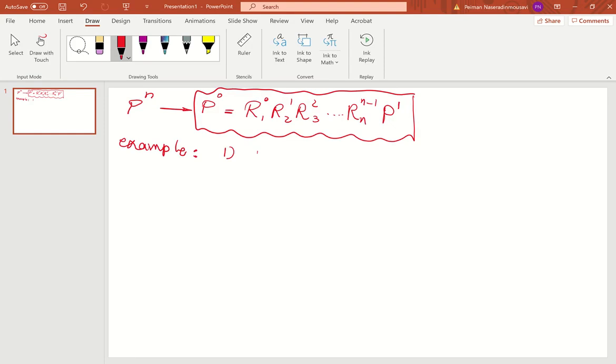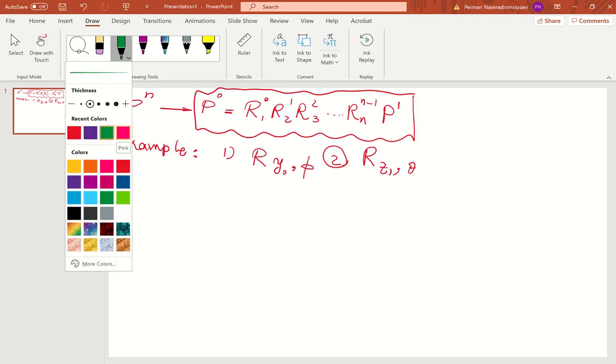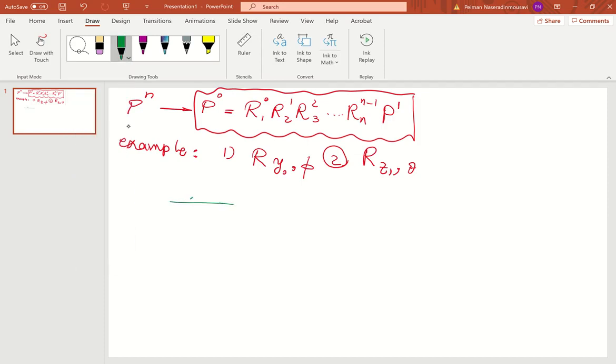The example is this. First we are doing r y0 and phi, and then we are finding the rotation of the new frame, z1 and theta. That's right. Let us do that together. So this is what we are doing. This is our reference coordinate frame, x0, y0, and z0.